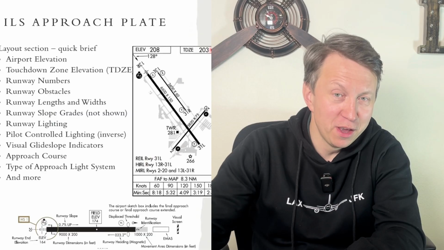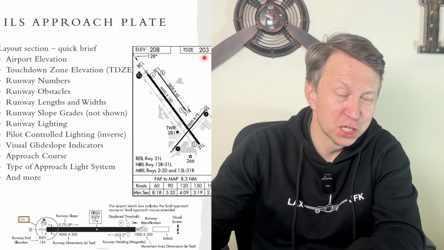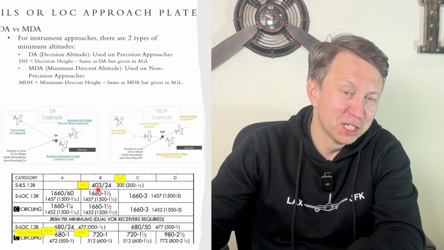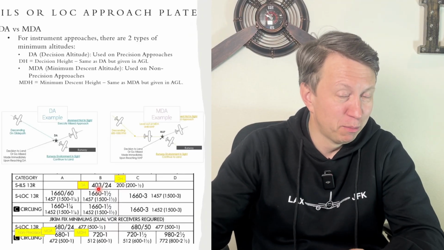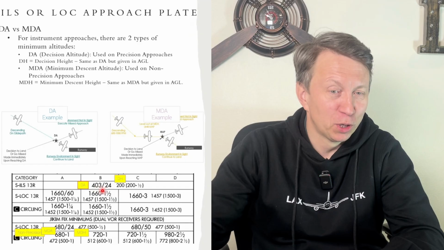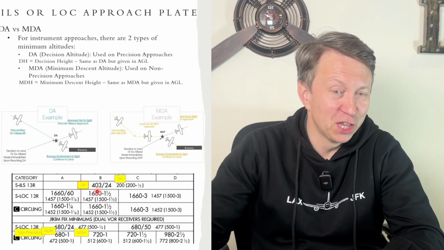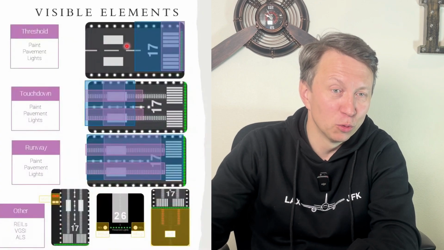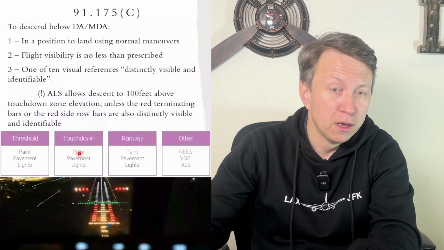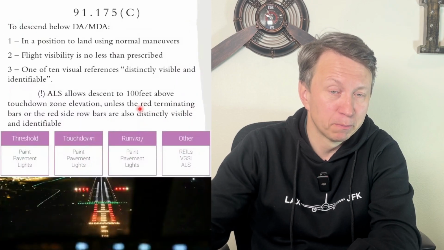Yes, which would be touchdown zone elevation, this number here, and a couple other places, plus 100 feet. Is it always exactly like that? I would think so, but the specific wording is touchdown zone elevation plus 100 feet. In this case, you're right. You can descend to 303 feet MSL, at which moment you have to check: do you see paint, pavement, or lights, or the red terminating bars.